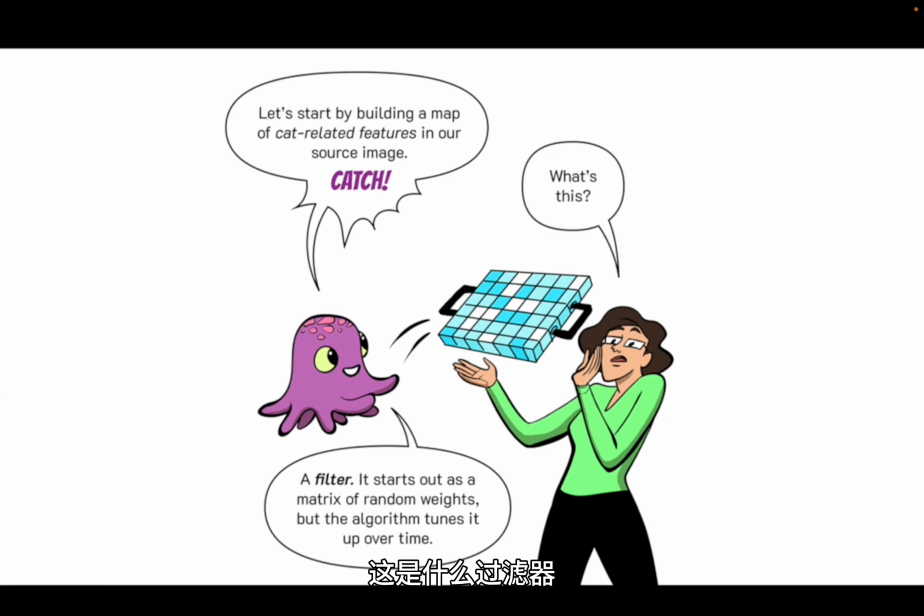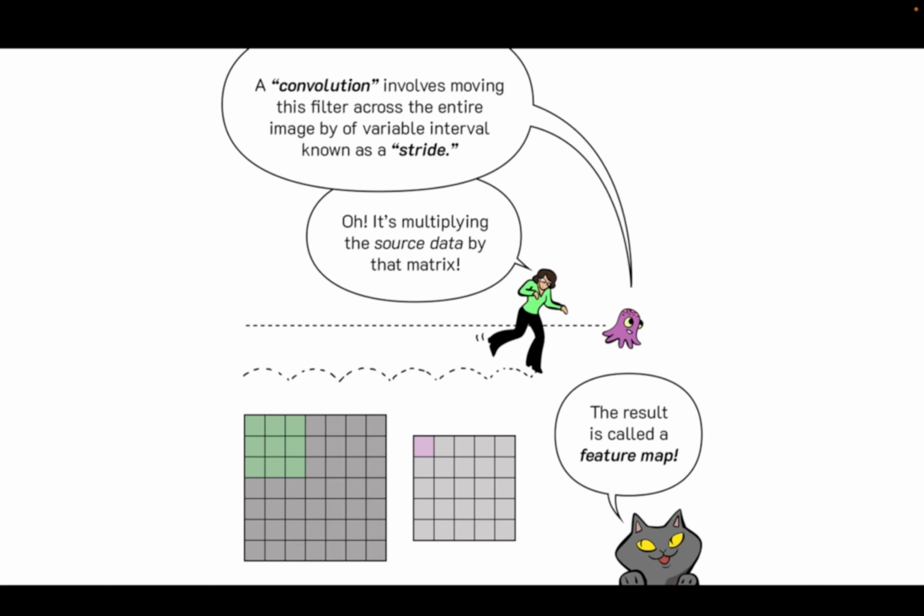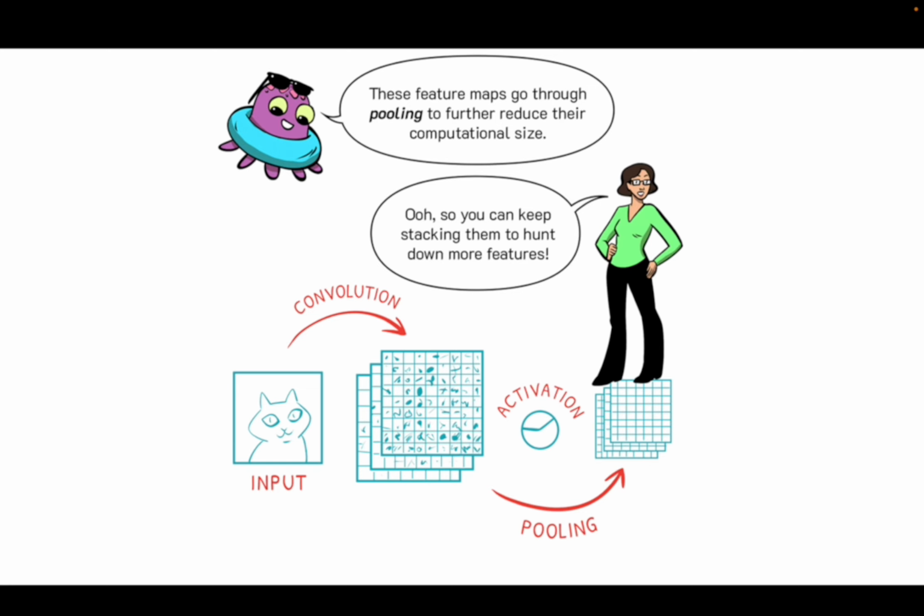What's this? A filter. It starts out as a matrix of random weights, but the algorithm tunes it. A convolution involves moving this filter across the entire image by a variable interval known as a stride. Oh, it's multiplying the source data by that matrix. The result is called a feature map. These feature maps go through pooling to further reduce their computational size. Ooh, so you can keep stacking them to hunt down more features.